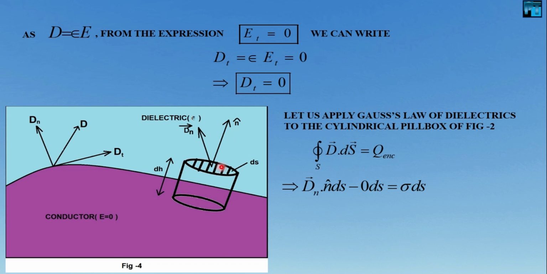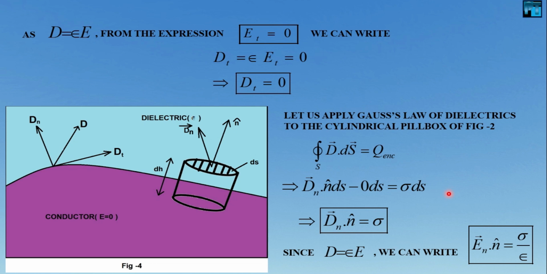dot n cap dS. Okay, now for the lower part, as we know that it is within the conductor, and within the conductor E is equal to 0, so D is also equal to 0. So we have 0 into dS. And what is Q enclosed? That is sigma into dS, where sigma is the surface charge density. So we can conclude that Dn dot n cap is equal to sigma. It is the third boundary condition.